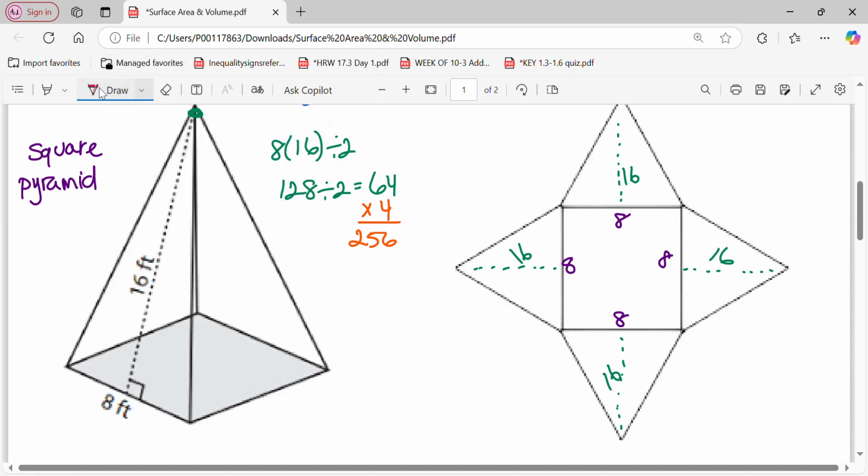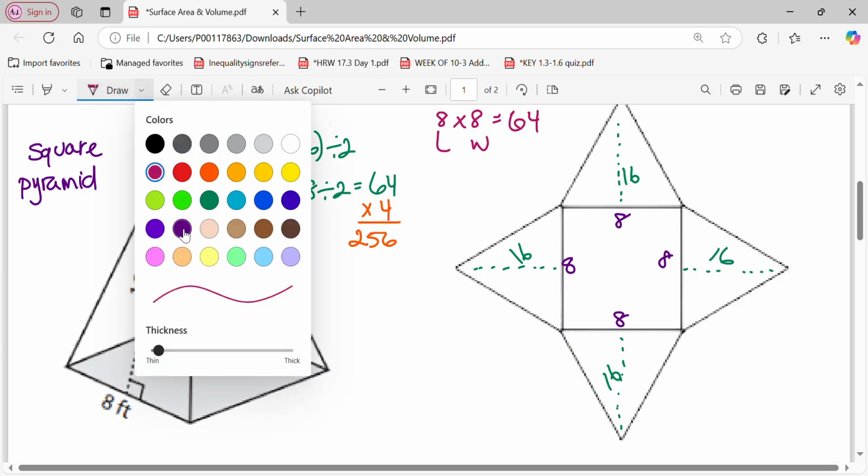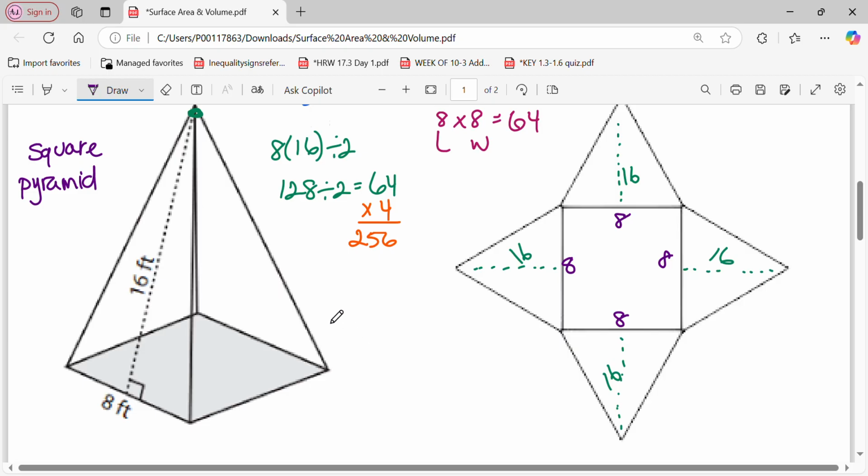Now for my square, my length is 8, my width is also 8, so the area of my square is 64. To find the total of my surface area, I'm going to add both of these together. The area of all 4 triangles plus the area of my square gives me a total of 360 square feet.